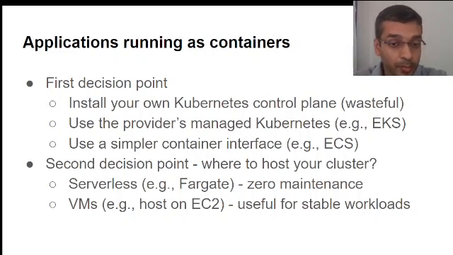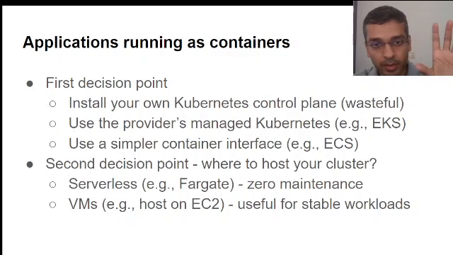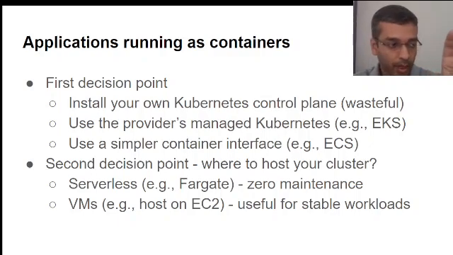The second decision point that you need to make is where exactly do you host your cluster, right? So there's this control plane, and then there are your compute nodes that need to basically get hosted. Control plane, you have three choices, right? Install your own control plane, use EKS, use ECS. I'm taking AWS as an example. Then you have to look at your nodes. Where do you host your nodes? You have two choices, serverless versus you host them on basically VMs.